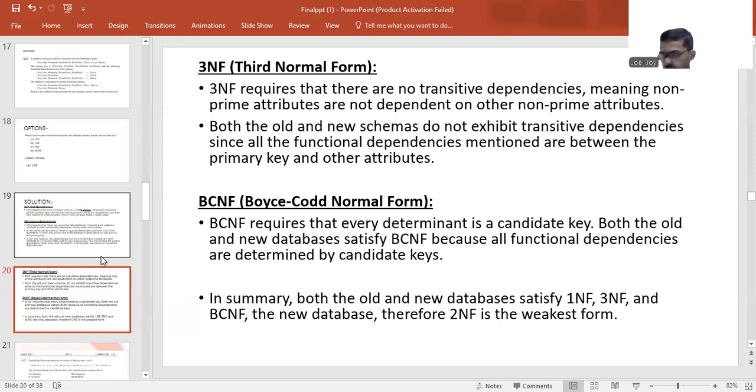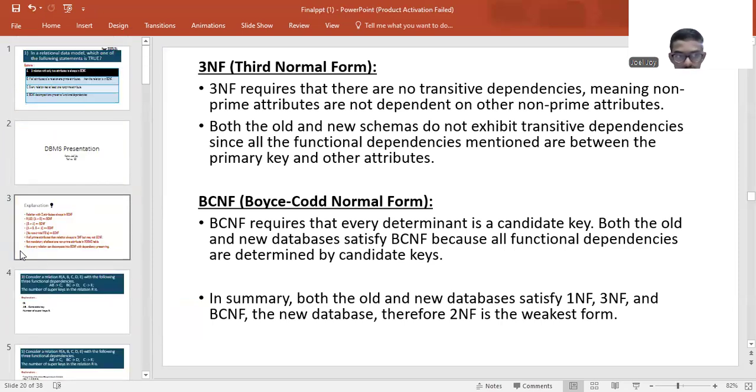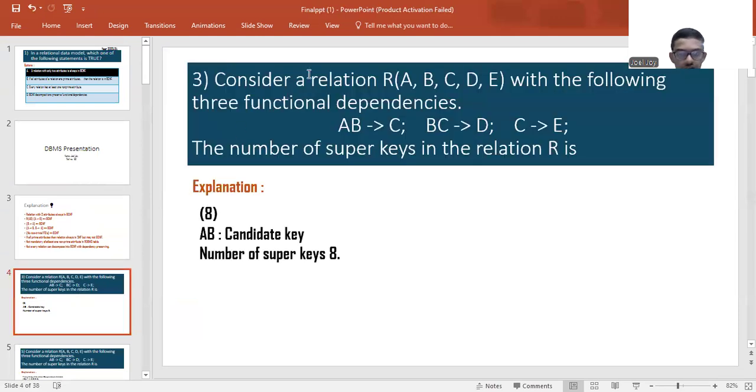Now, when we move to the next question, the next question that we are going to go through is question number 4, which states: consider a relation R(A, B, C, D, E) with the following 3 functional dependencies.